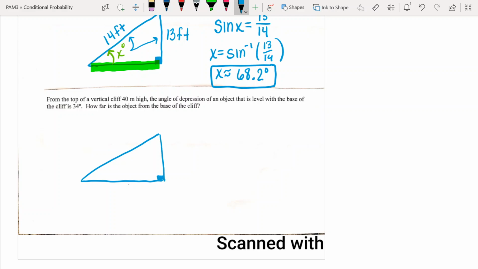Okay, from the top of a vertical cliff 40 meters high. All right, we're at the top of a cliff. All right, the cliff is 40 meters high. So that means this is our 40 meters. All right, because we're up here at the top of the cliff, the angle of depression. Okay, here's where students make a mistake.